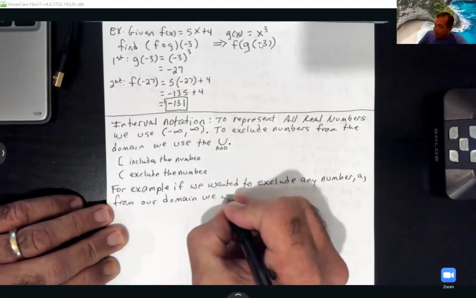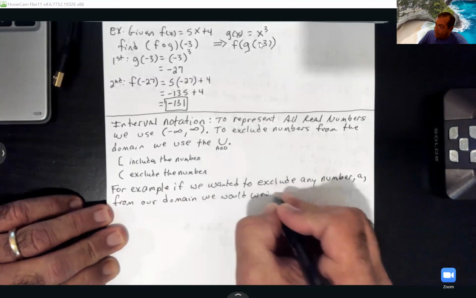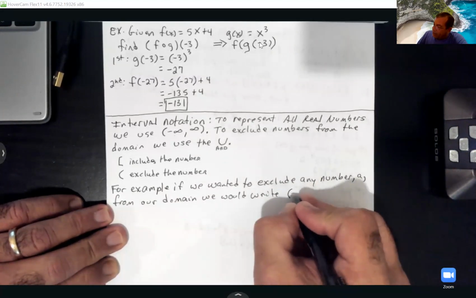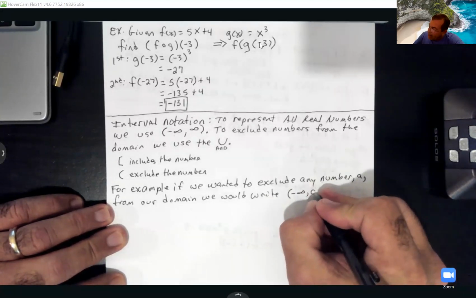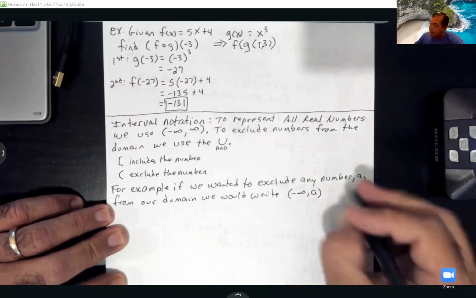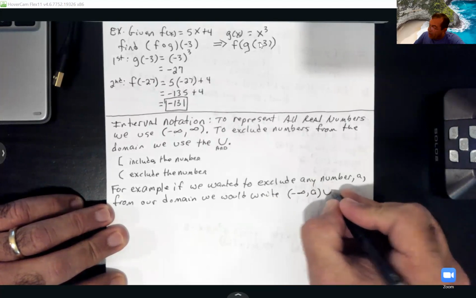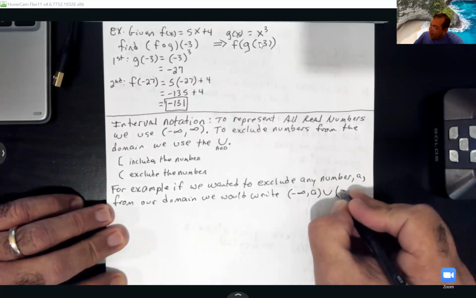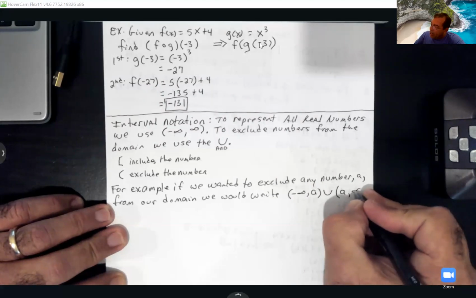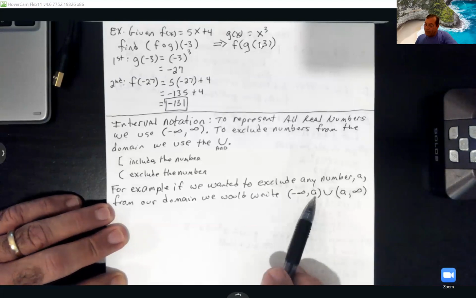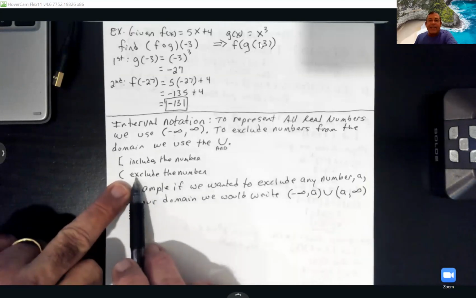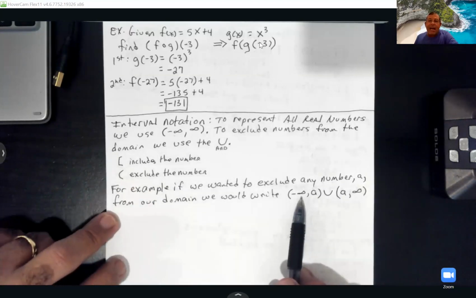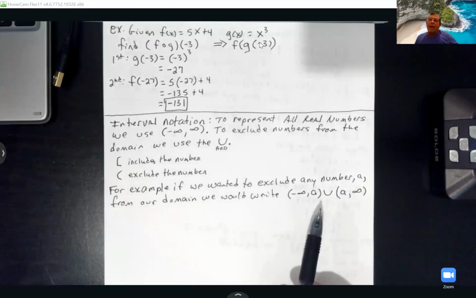we would write, so remember it starts at negative infinity. So if I'm excluding this number a, I would put my a with a curvy parenthesis and then my union. And then I would start at the a and go towards positive infinity. So remember, since I got curvy parentheses around a, that means it excludes that number. So this is how I would write a domain that included all real numbers except for a.